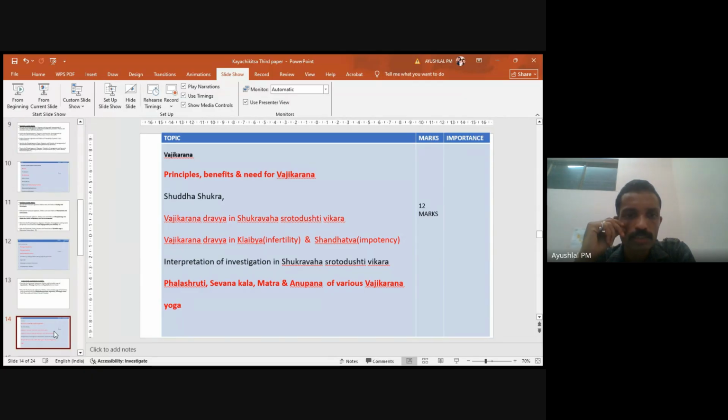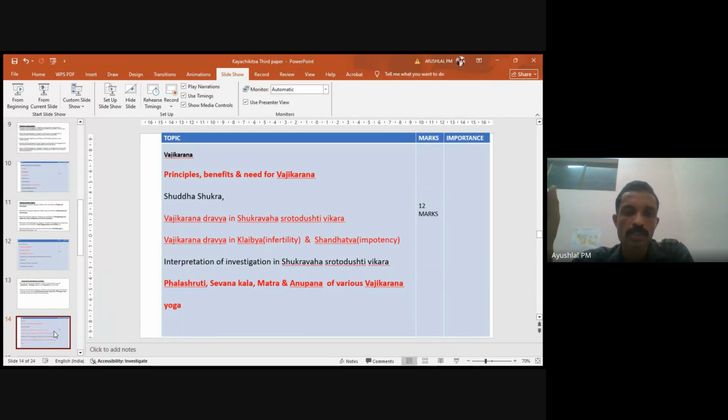Okay. So the first one is the principle and benefit, need of Vajikarana. That is most important. What is Vajikarana? You should write the definition of Vajikarana by Susruta: Vajikarana Tantram Nama Alpa Dushta Shushka Retasam. So all the definitions of Vajikarana, what it actually means. It's not only a sexual medicine.